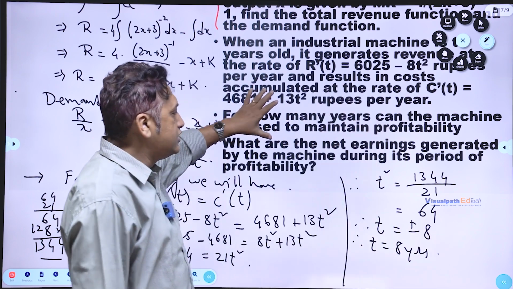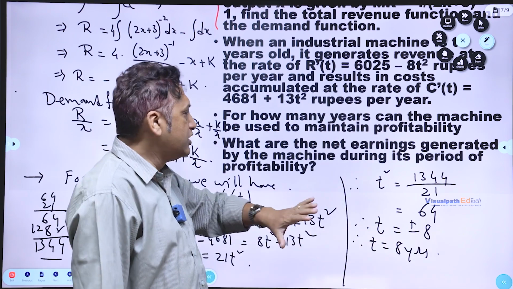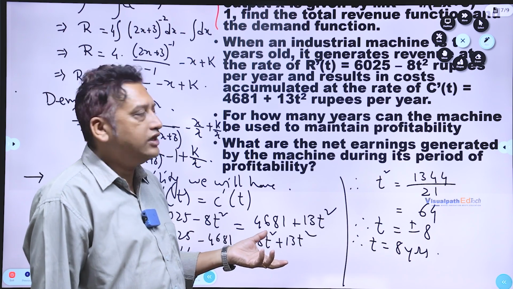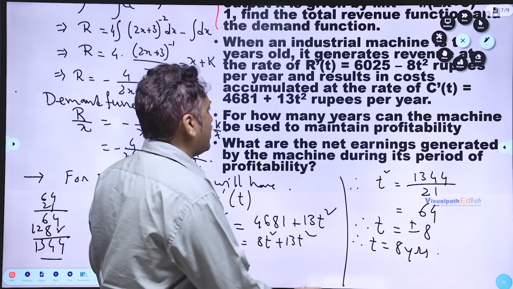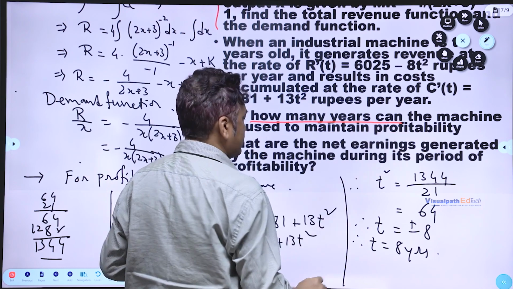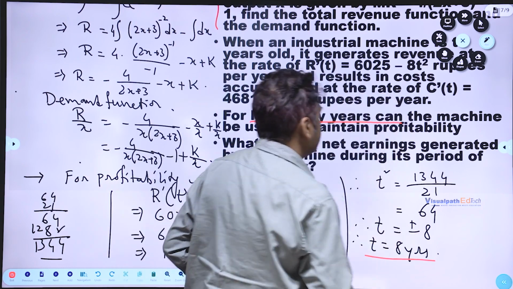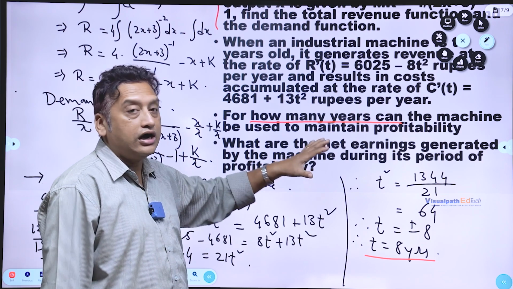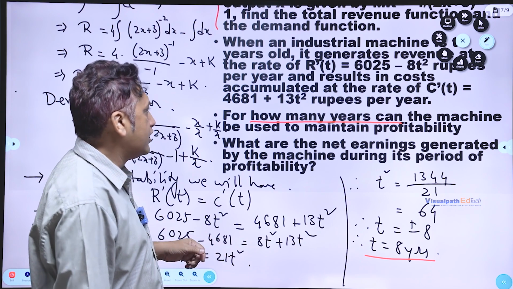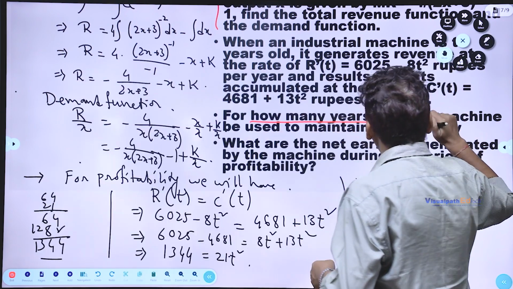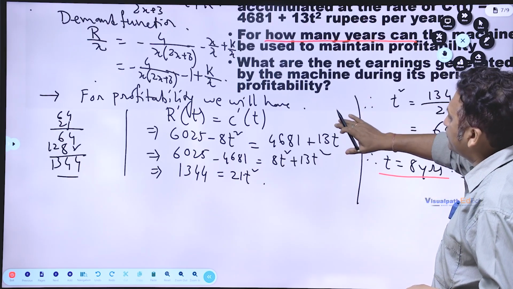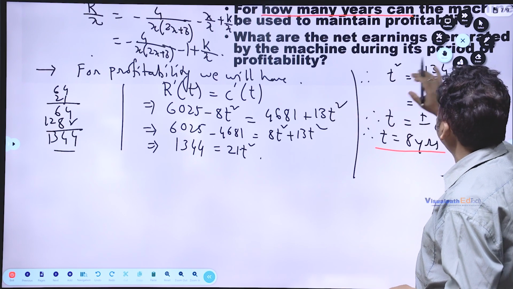So that means the machine can be used for 8 years to maintain profitability. Beyond that, if we use the machine, the cost will be more than the revenue. So we got our first part of the answer: the machine can be used for 8 years. Now the next part: what are the net earnings in these 8 years? For that, we need to find the difference between the revenue and the cost, because that will give us the profit, over a period of 8 years.